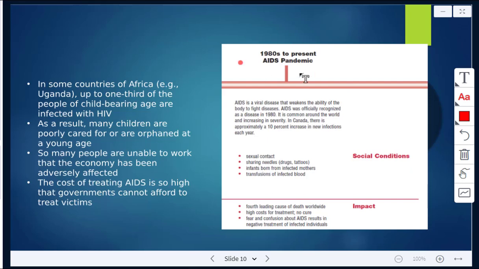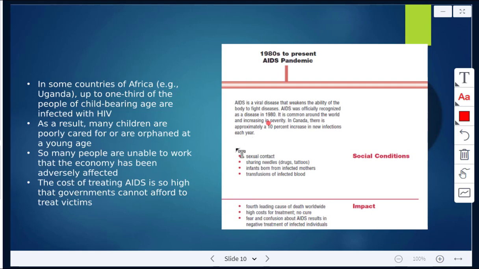And 1980s to present, the AIDS pandemic. It's a viral disease that weakens the ability of the body to fight diseases. It was officially recognized as a disease in 1980. It's common around the world, and it's increasing in severity. In Canada, there's about a 10% increase in new infections each year.